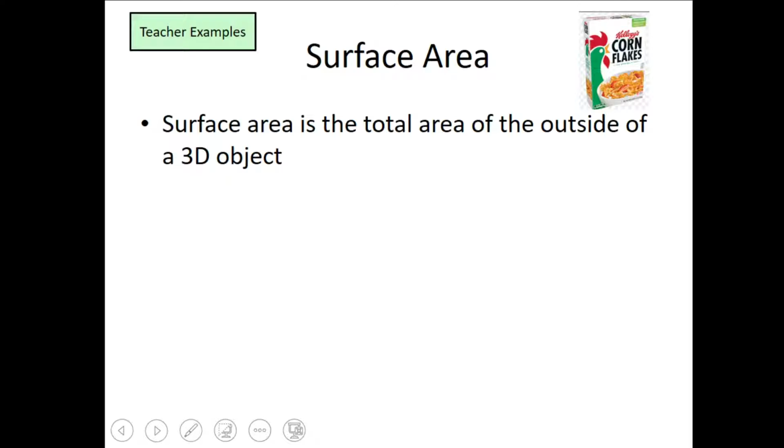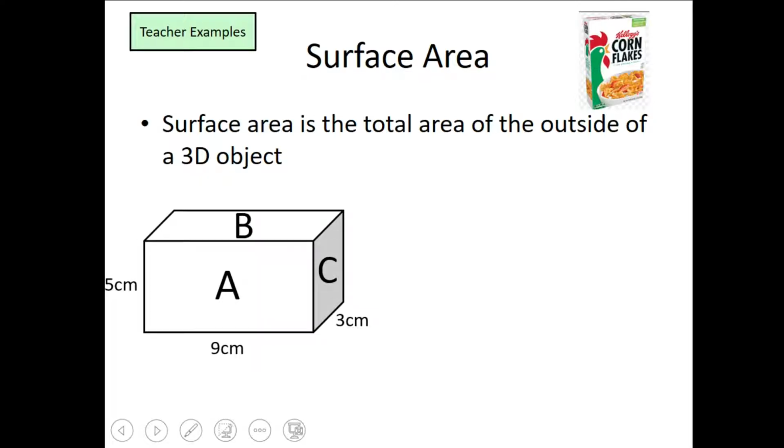Okay, surface area. Surface area is the total area of the outside of a 3D object. So the first question it's asking, work out the surface area of this shape. So how do we work out the surface area? Imagine you've got a cornflakes box in front of you. A cornflakes box is a cuboid, just like this shape.